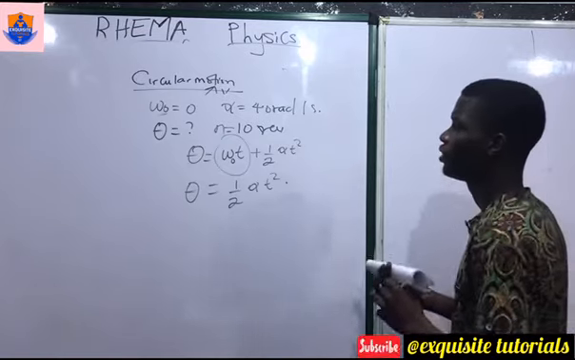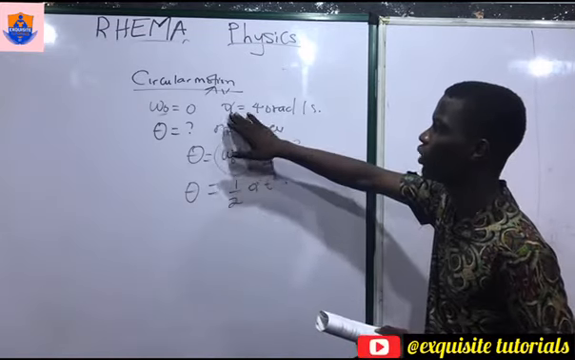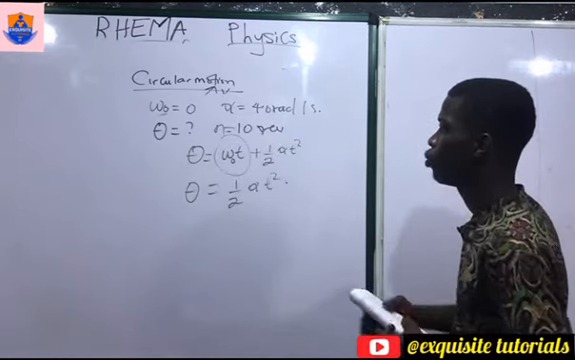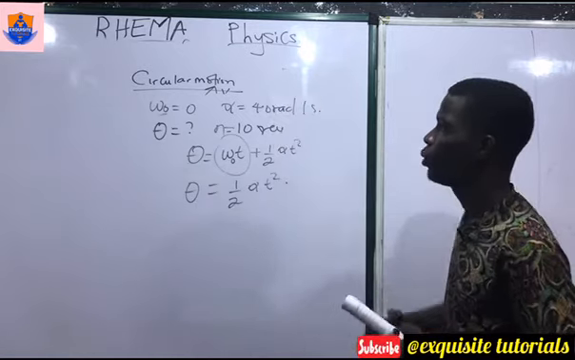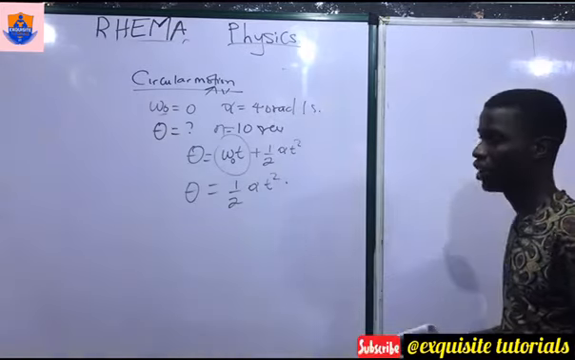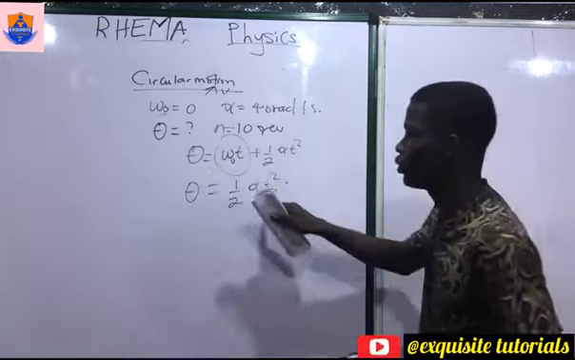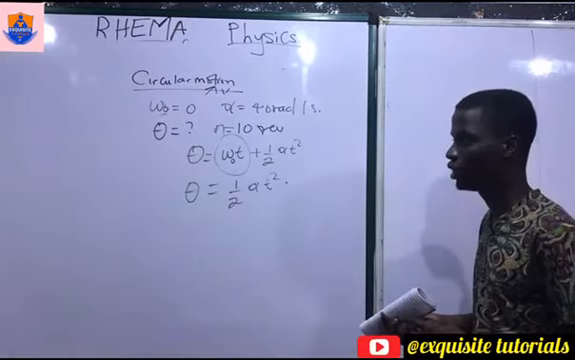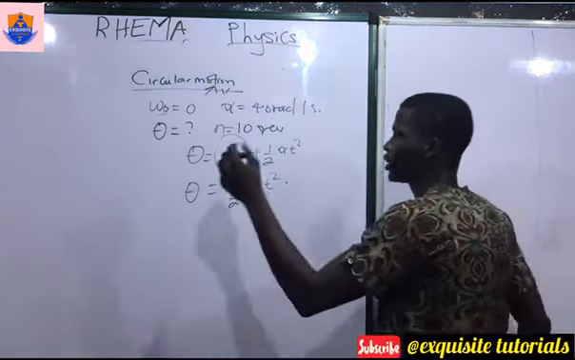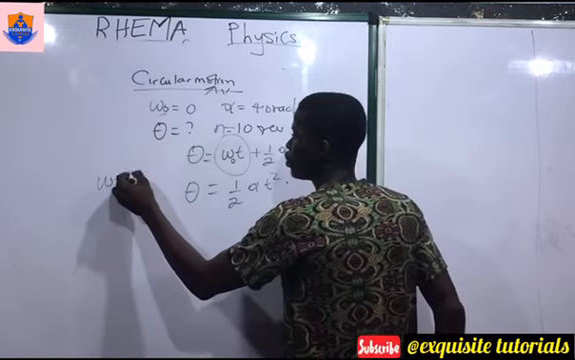Now, we're given the value for alpha. We're given the value for n. But we're not given any other value again, and we're told to find theta. We're not given the value for t. How will I now get my t? So now, remember that our W is equal to 2 pi f.